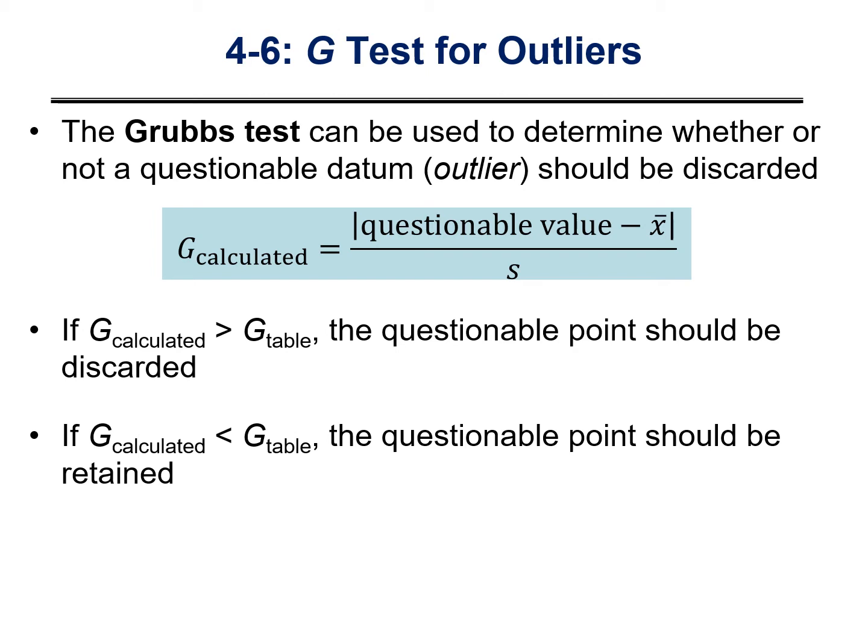outlier should be discarded. So the equation is GCalc, because we are going to have to use a table, is equal to that number that you are thinking about throwing out minus the mean in absolute value divided by your standard deviation. So if your GCalc is greater than GTable, the questionable point should be discarded and it will be considered an outlier. If GCalc is smaller than GTable, the questionable point needs to be retained and used in your data set.